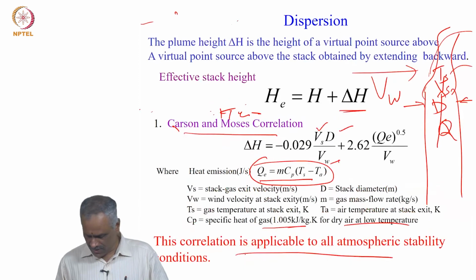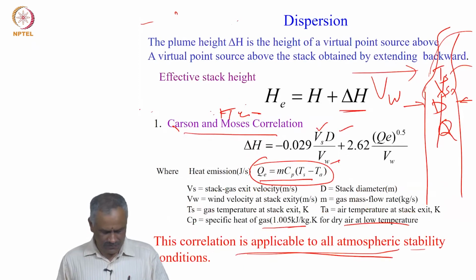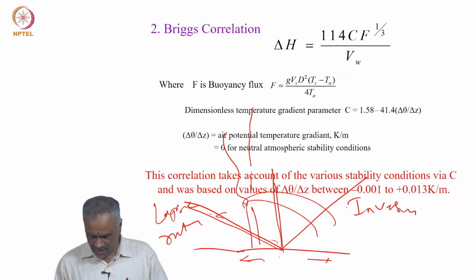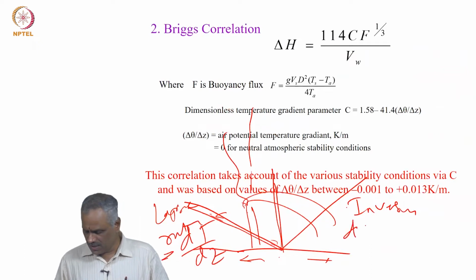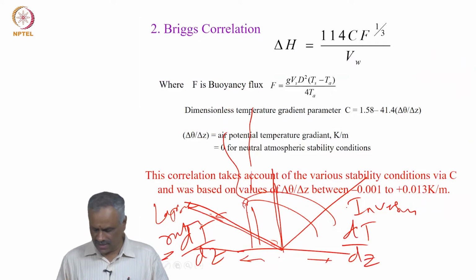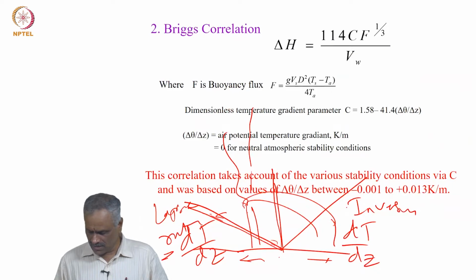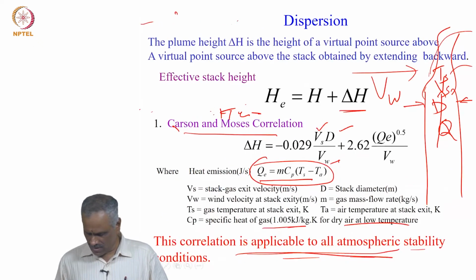So that is what I mentioned: it is applicable to all atmospheric conditions. If dT by dz, with altitude, is negative, that is called lapse rate. If dT by dz is positive, where z is the height and T is the temperature, then this region is inversion. So this is applicable for all atmospheric stability.